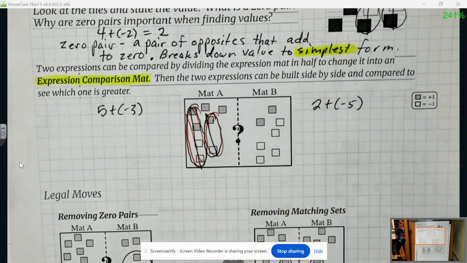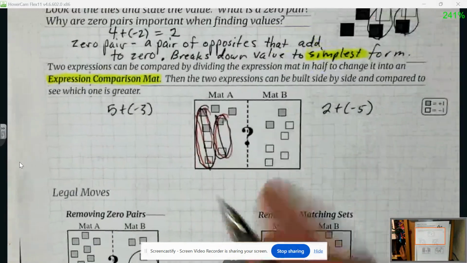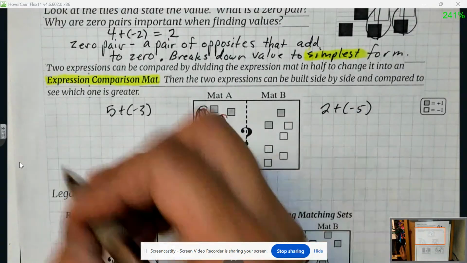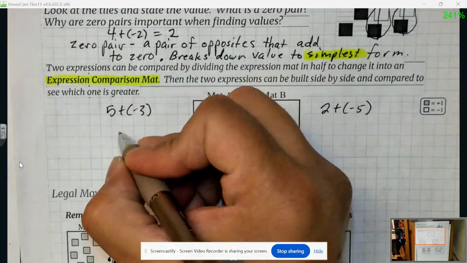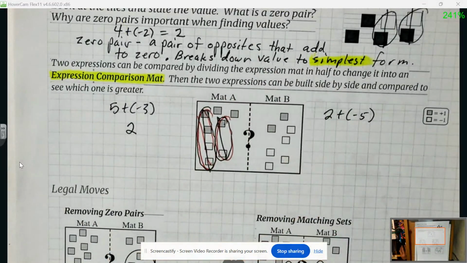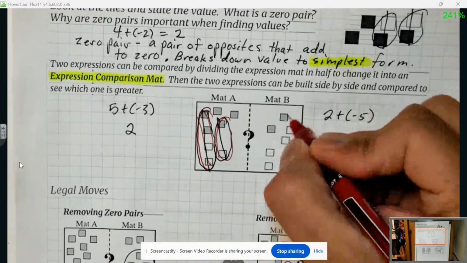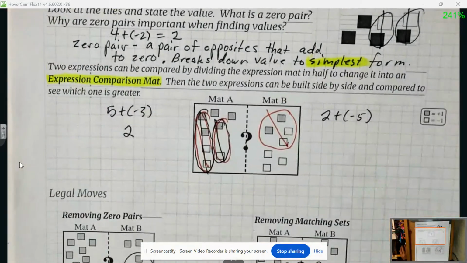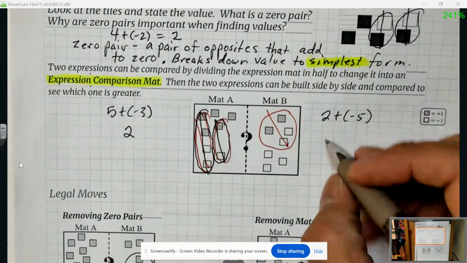That's very important. Now, this allows us to see we have 2 positives left over, right? We took out a zero pair. So that leaves us with 2 on the left. And then on the right, let's take out those zero pairs. We have positive 2 and negative 2. And that leaves us with 3 negatives.